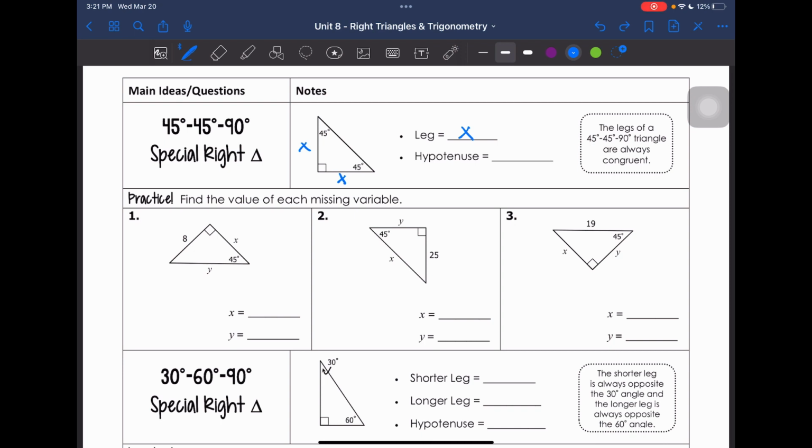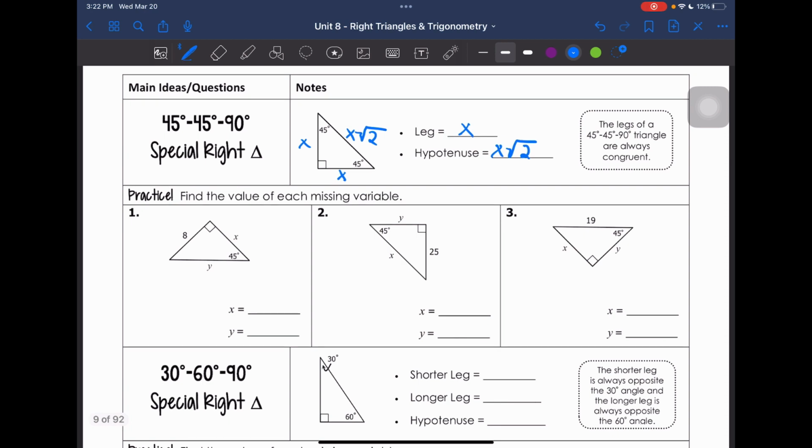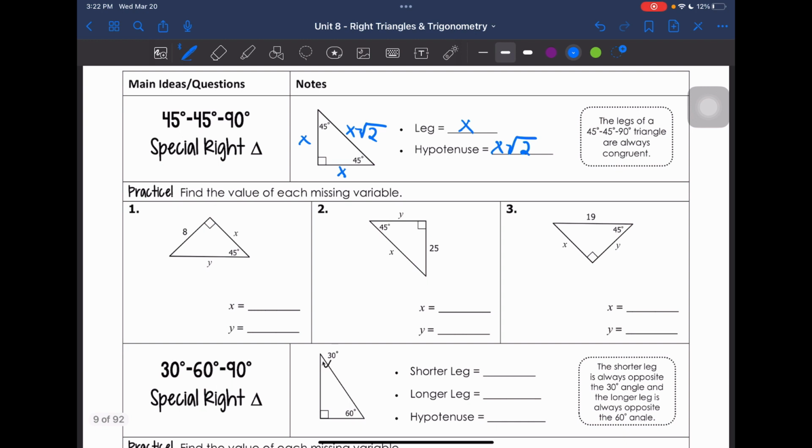What we're going to refer to it as is x root 2. And what that means is that whatever number your x is, so say it measures 2, then your hypotenuse is going to be 2 root 2. Something like that. So let's go ahead and practice this.